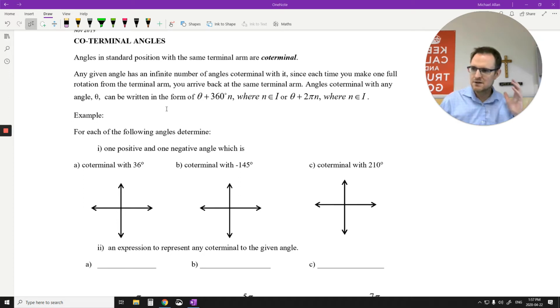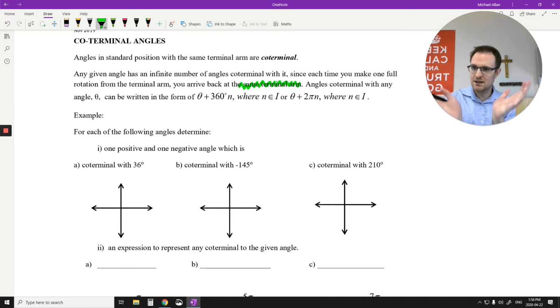So today we're going to talk about coterminal angles. We already talked about them. Just remember that a coterminal angle is an angle which lands on the same terminal arm as another angle, right? So it has to land in the exact same place. So it says right even here, arrive back at the same terminal arm.